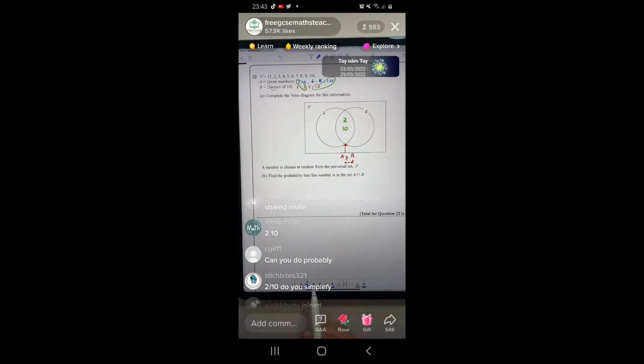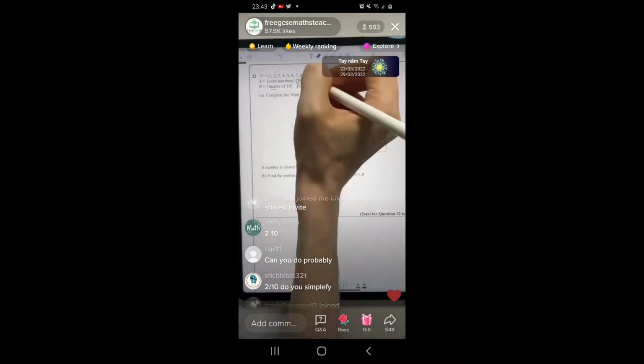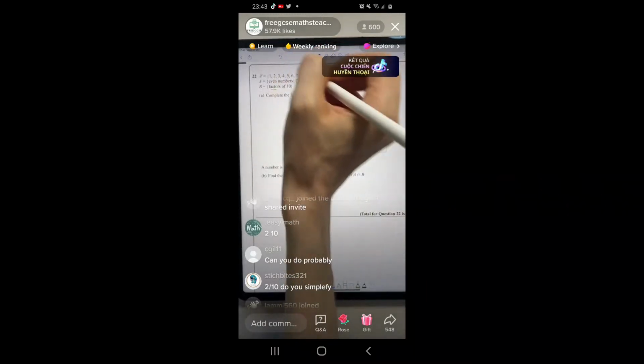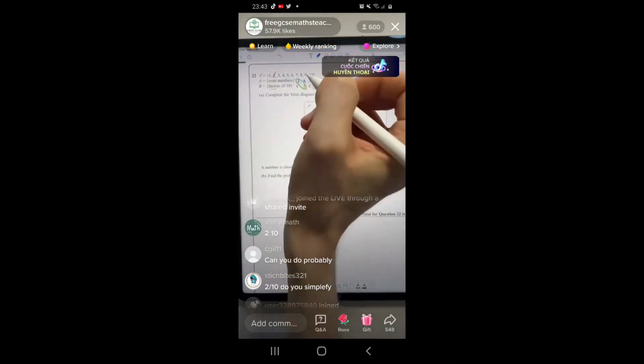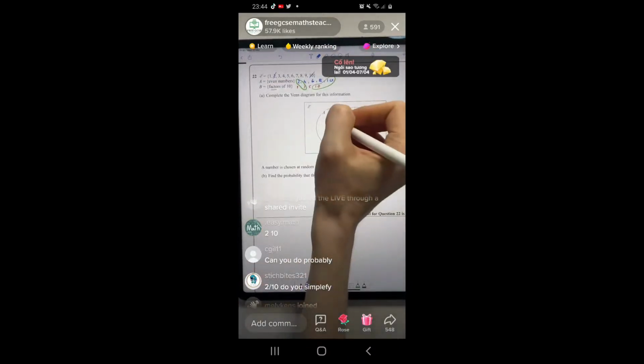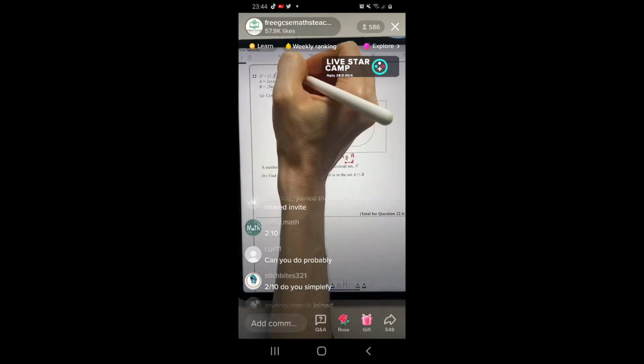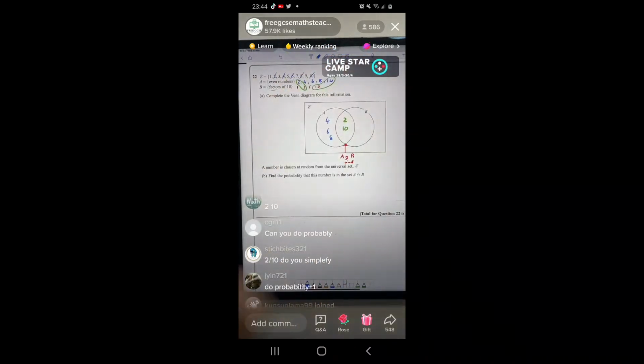Now complete the rest of the Venn diagram. In set A, the rest of the even numbers: I have 4, 6, and 8. Once you've used them, it's helpful to cross them off from the top so you don't confuse yourself. So I'm going to cross off 4, 6, and 8.